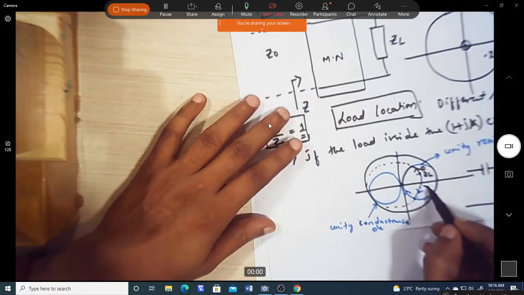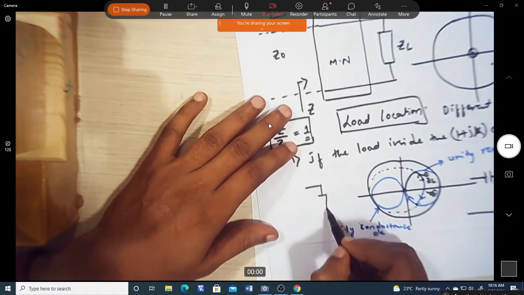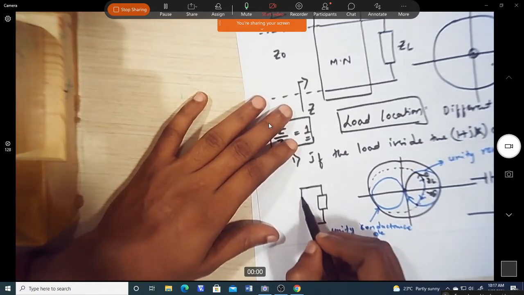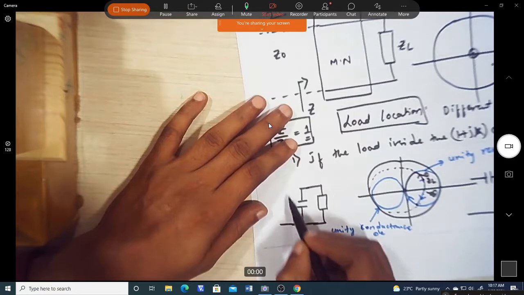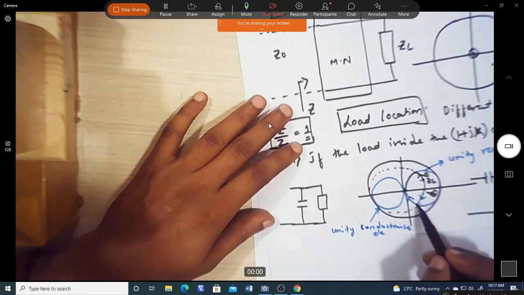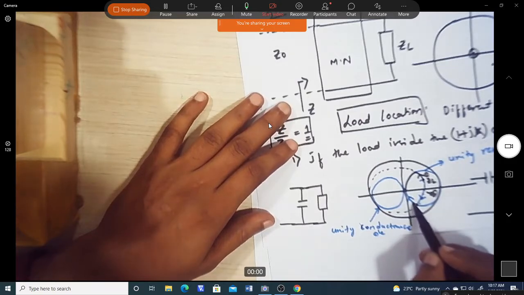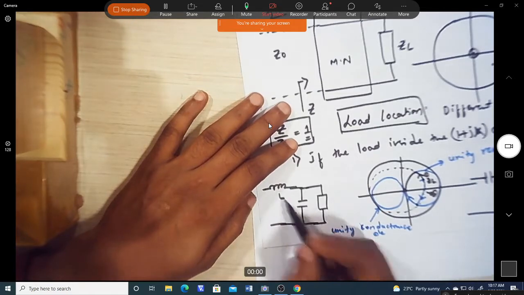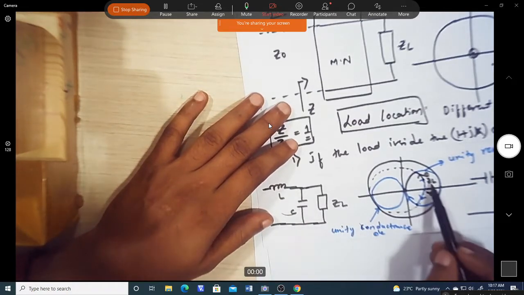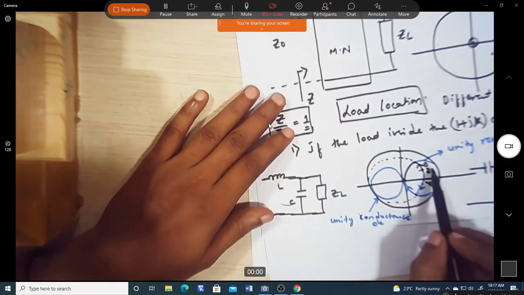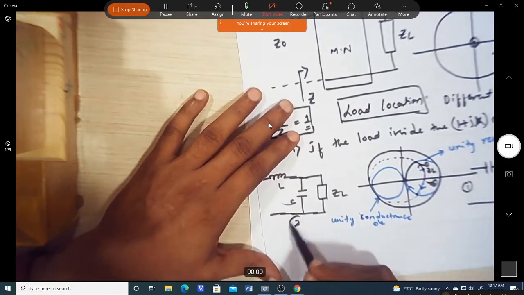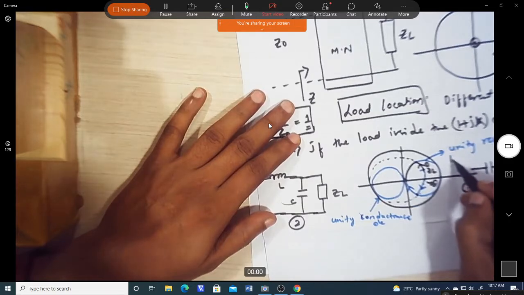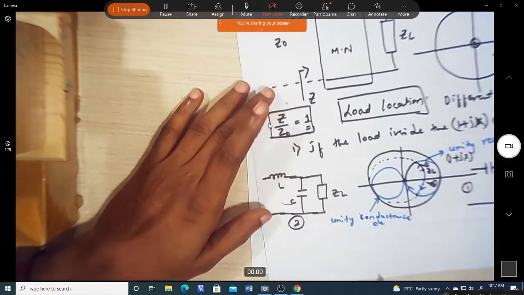In the second solution, first we move on the conductance circle downwards, that is, we have a shunt capacitor. Since we move downwards on the conductance circle, we have a shunt capacitor, and moving upwards on the resistance circle, we have a series inductor. These C and L values we need to find based on the load location. So these are the two solutions which exist for the load whenever it is inside the unity resistance circle, or the 1 plus jX circle.